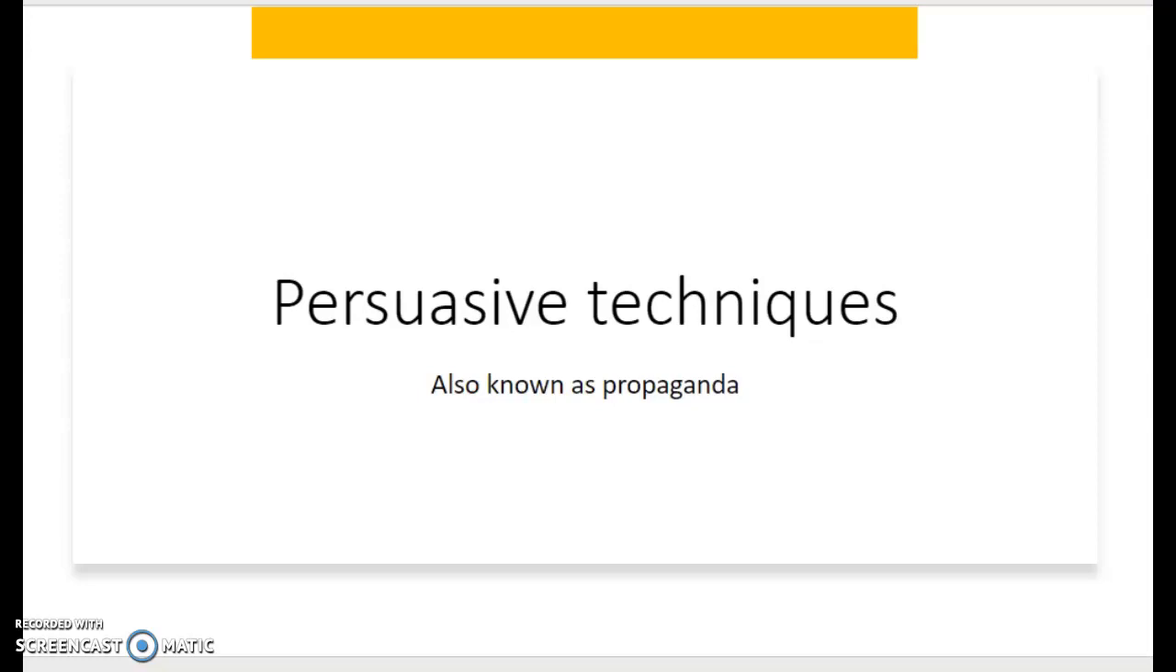All right, let's go over persuasive techniques, which is also known as propaganda. We need to know these fairly well because we are going to look at a speech written by Barack Obama, and we're going to have to pull out different types of persuasive techniques inside this speech that he's given. So it's very important that we know and kind of memorize these to make it easier on us when we have to do that. So let's review.